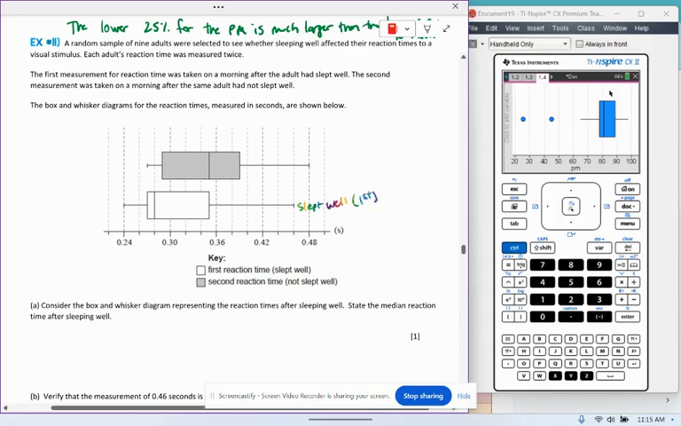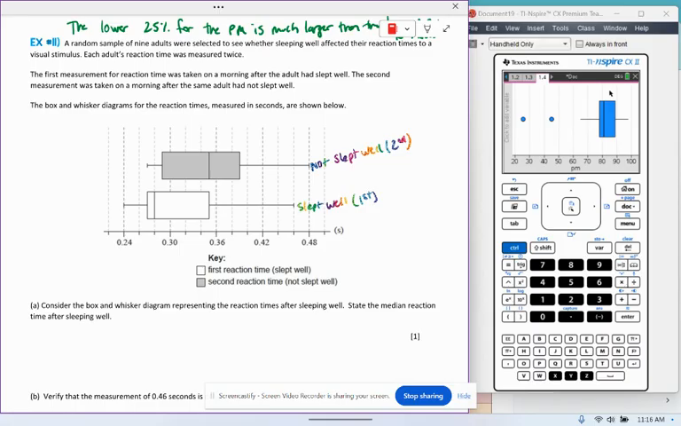Okay. The second measurement was taken on a morning after the same adult had not slept well. This is the second measurement, not slept well. The box and whisker diagrams for the reaction times measured in seconds are shown below. Let's consider the box and whisker diagrams representing the reaction times after sleeping well.